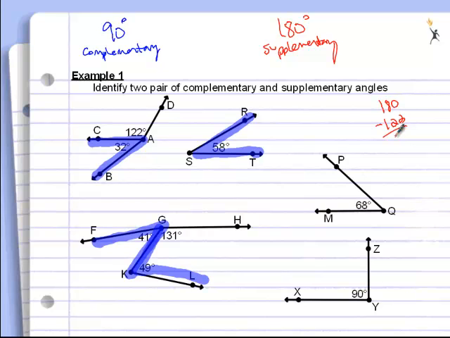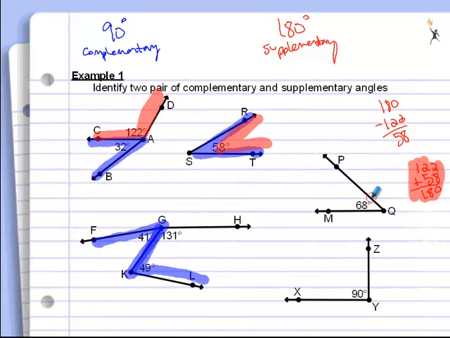180 minus 122 gives me 58 degrees left over, and I can say that 122 and 58 are supplements, meaning 122 and 58 add up to be 180. Well, I'm in luck because right here, there's a 58-degree angle. So these two red ones, or angle CAD and angle RST, are supplements because they add up to 180. We just proved that right over here.